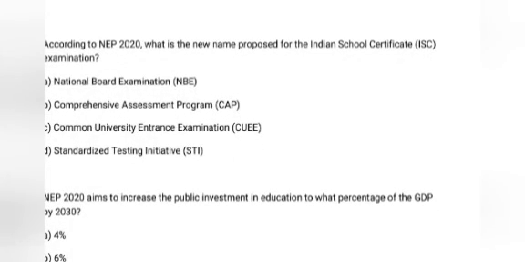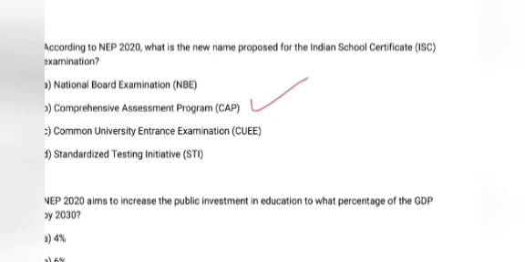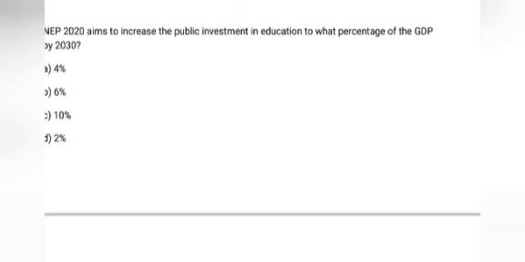Next, according to NEP 2020, what is the new name proposed for the Indian School Certificate, ISC, examination? Okay, it will be Comprehensive Assessment Program, in short CAP. NEP 2020 aims to increase the public investment in education to what percentage of the GDP? 4, 6, 10, 2. It will be 6%.